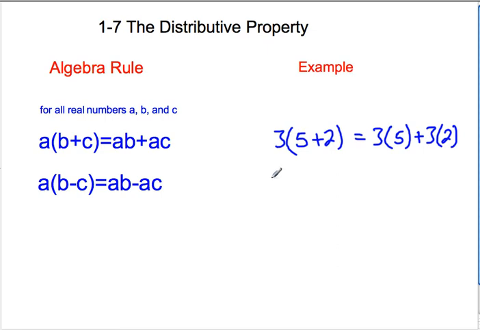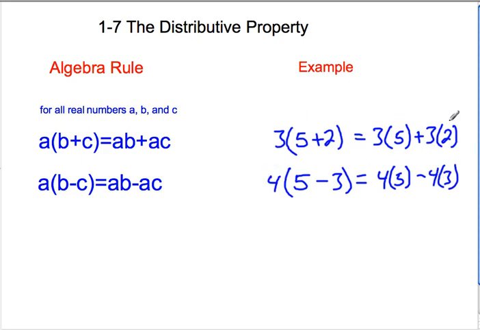And let's do an example of the subtraction version. So let's say a is 4, b is 5, and c can be 3 this time. So 4 times (5 minus 3) would be the same as 4 times 5 minus 4 times 3. So 5 minus 3 is 2, 2 times 4 would be 8, and then here 20 minus 12 would also be 8.